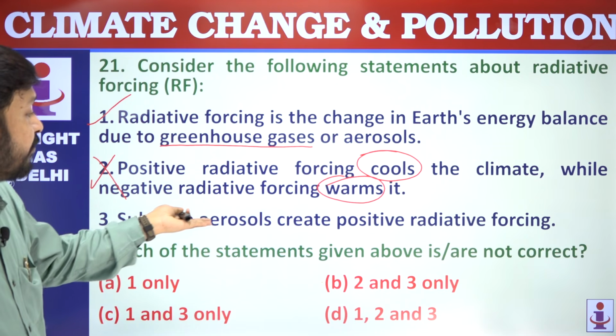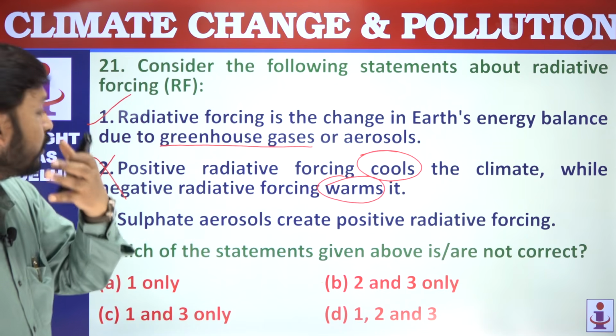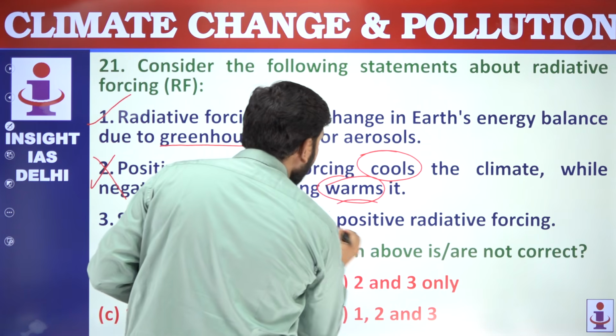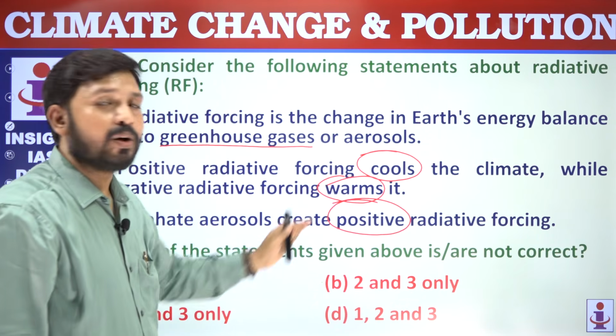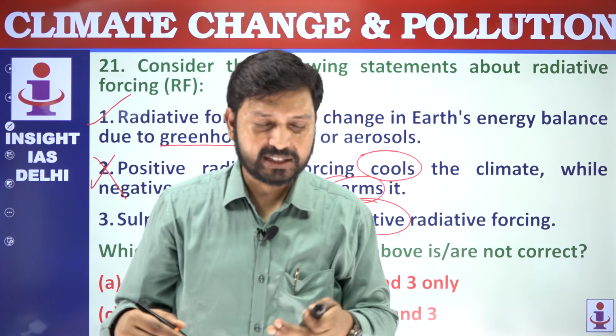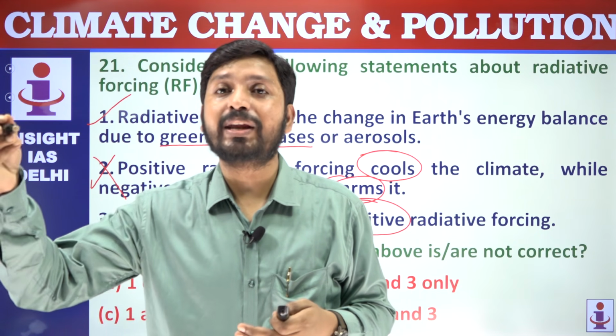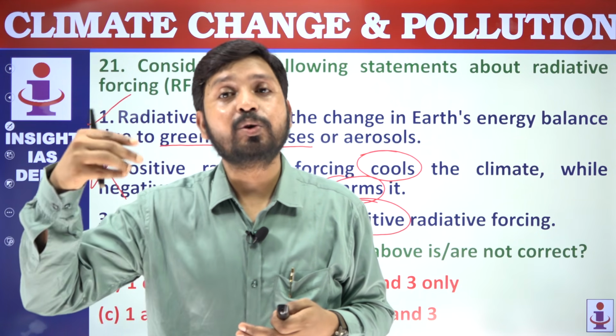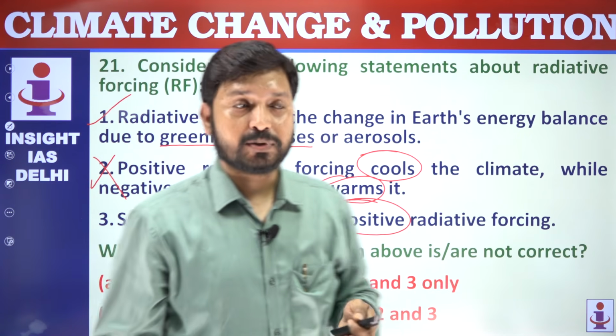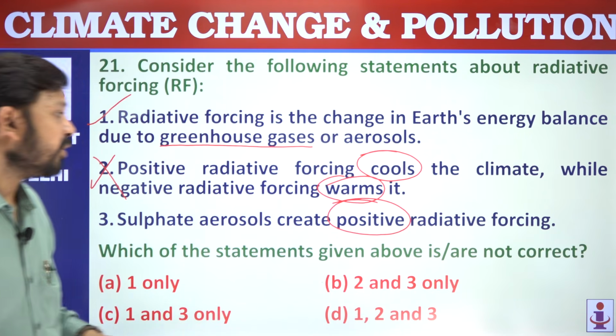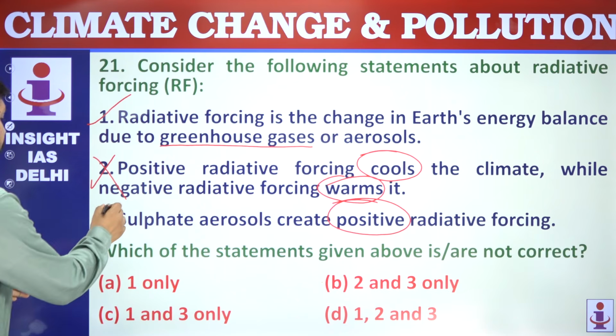Sulfate aerosols create positive radiative forcing. No, sulfate generally causes cooling of the earth, because the majority of the sulfates are generally released from volcanic eruptions. When they are released from the volcanic eruptions, they will try to cool the earth's surface. So this is causing negative radiative forcing. So this is the wrong statement.